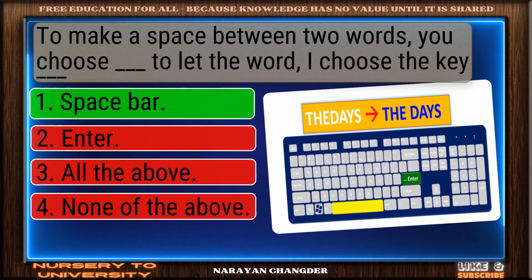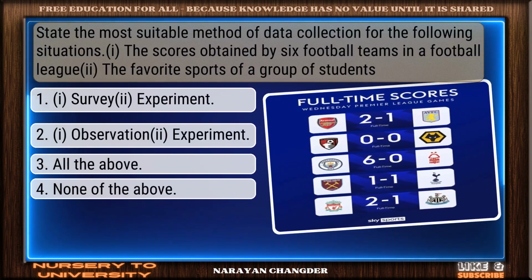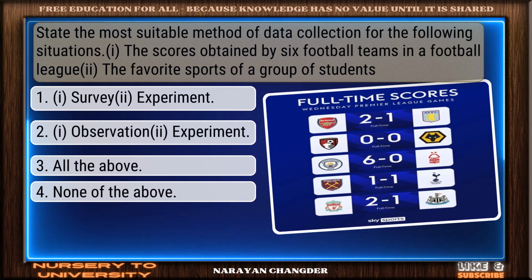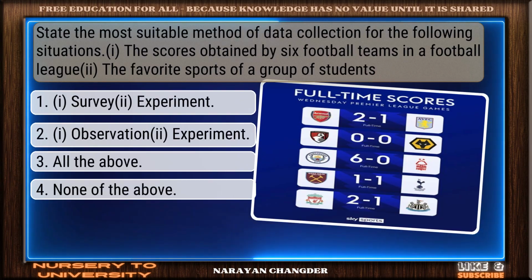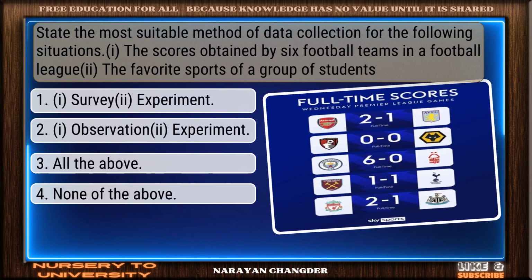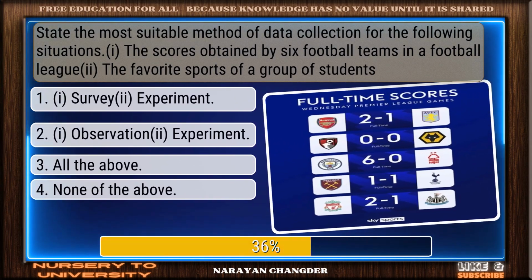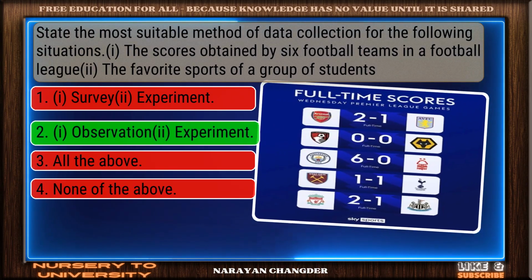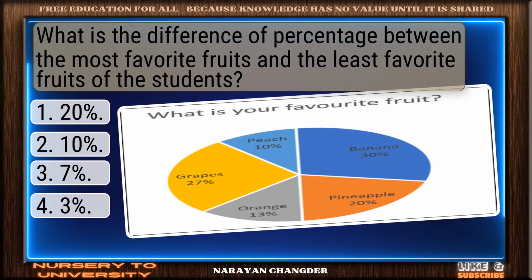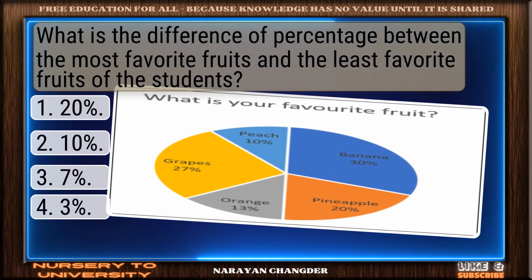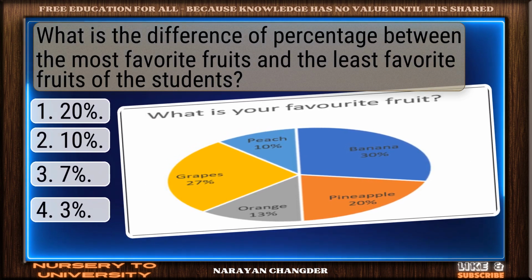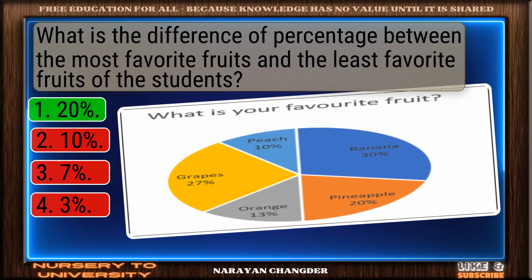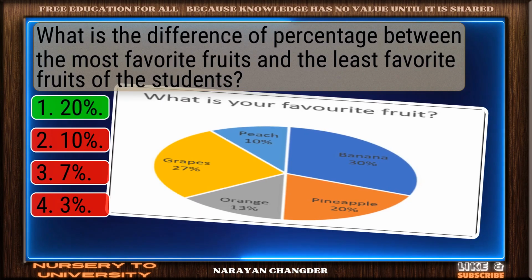You chose spacebar, correct? State the most suitable method of data collection for the following situations. The scores obtained by 6 football teams in a football league, the favorite sports of a group of students. Correct response. Observation, experiment is accurate. What is the difference of percentage between the most favorite fruits and the least favorite fruits of the students? Excellent choice. 20% is right.